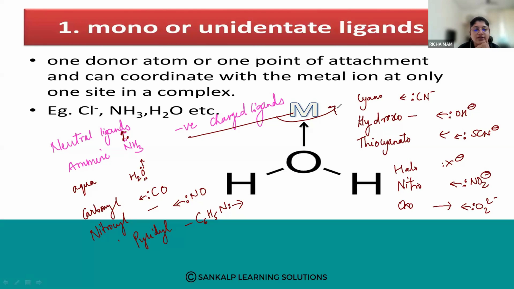Is it clear? So what is a monodentate ligand? Ligands have the capacity to give electrons. They can donate electrons to the central metal atom. Now we are discussing the types of ligands. First is monodentate or unidentate ligand, where only one donor atom is present and there is one point of attachment. By only one point it can attach to the central metal atom. Such molecules or ions are termed monodentate or unidentate ligands. Is it clear?